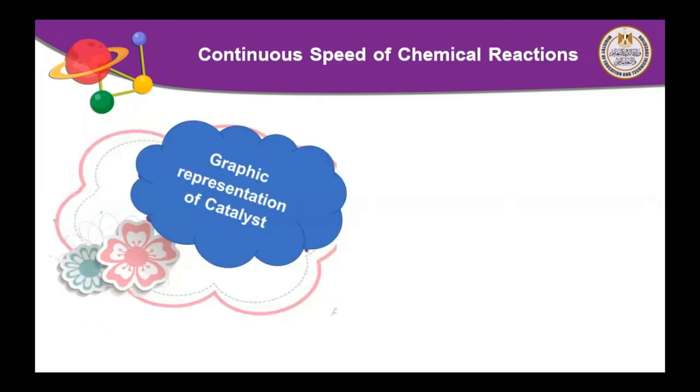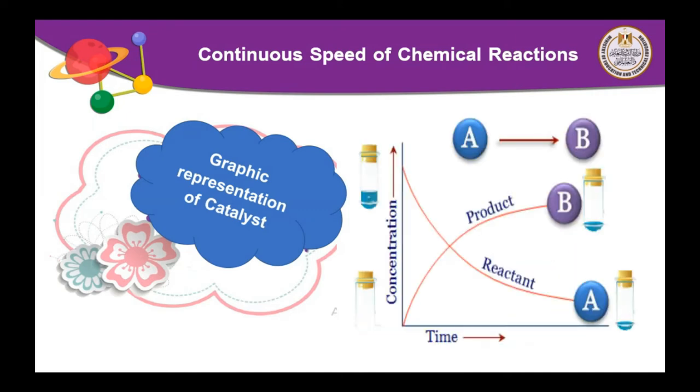What about the graphic representation of a catalyst? By adding a catalyst, what will happen? The reactant concentration decreases and the product increases. Yes, so A will change into B by adding a catalyst.